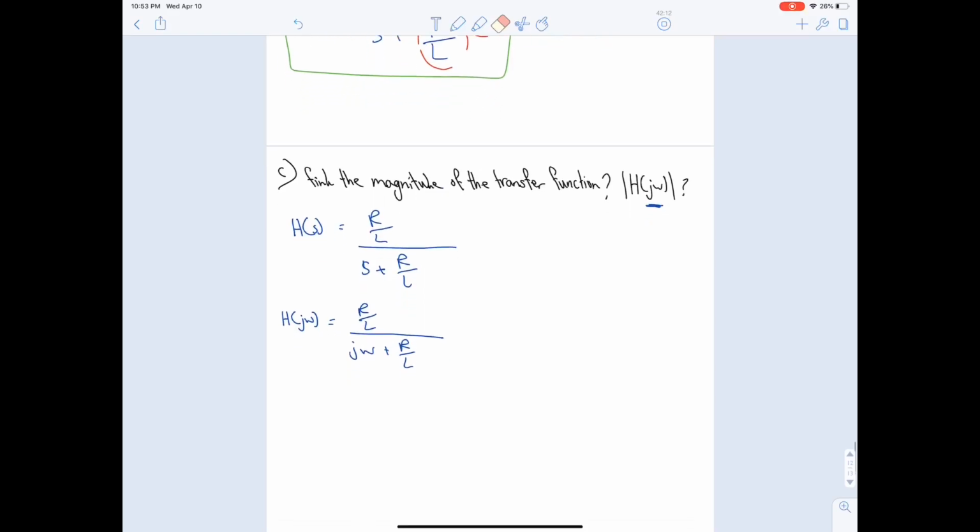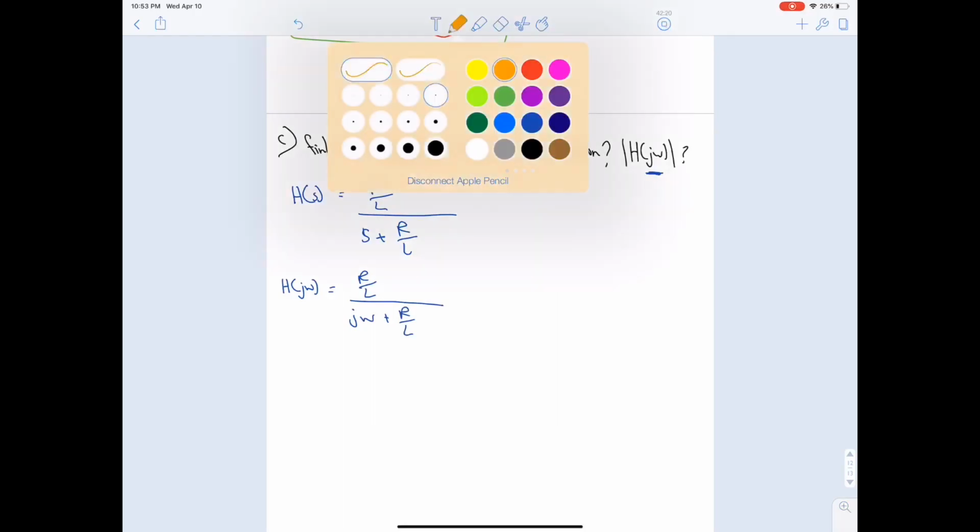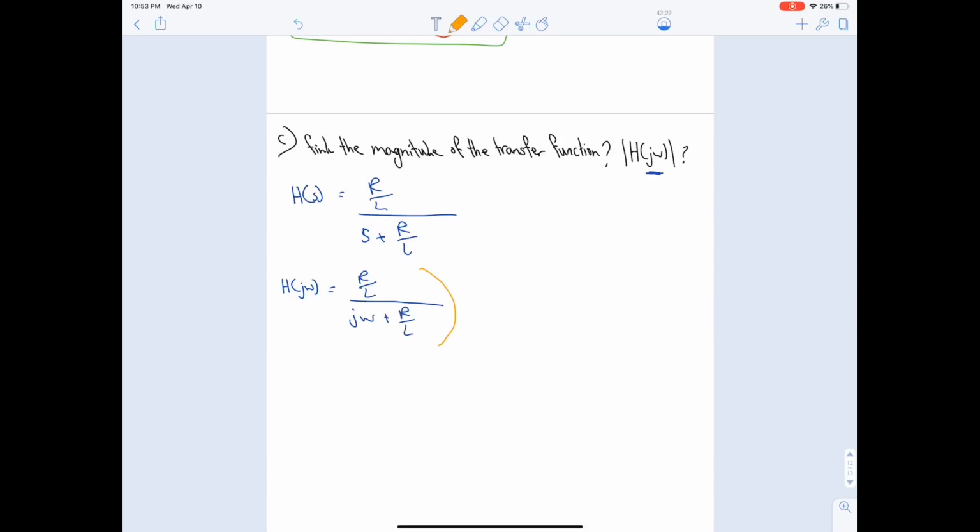Okay? Now, what are we going to do next? The magnitude is the real value of the transfer function. Now, the transfer function, is this a real number or a complex or imaginary number? It's a complex number. Why is it a complex number? Because it has both real and imaginary parts. Okay? This is imaginary, this is real, and this is real. So it has both real and imaginary. Okay, how do we extract the real part from a complex number?